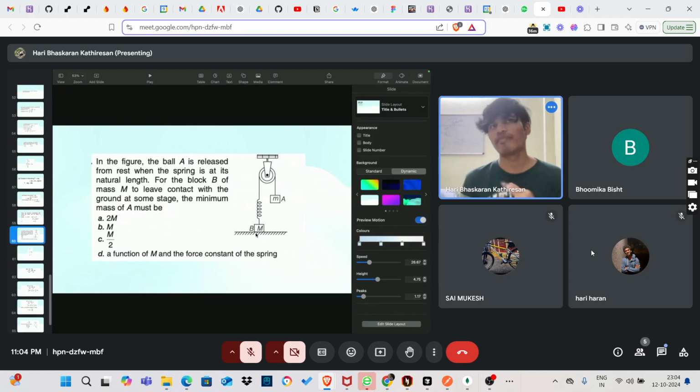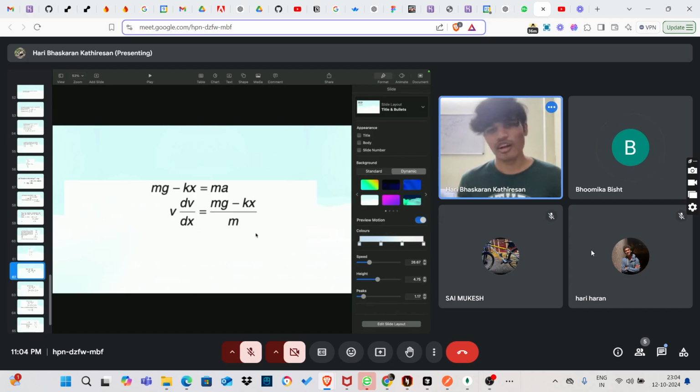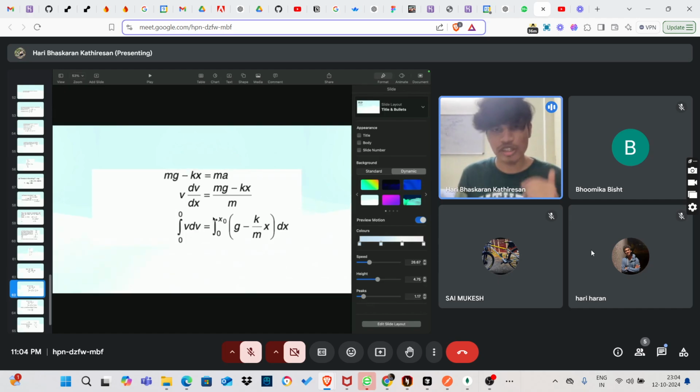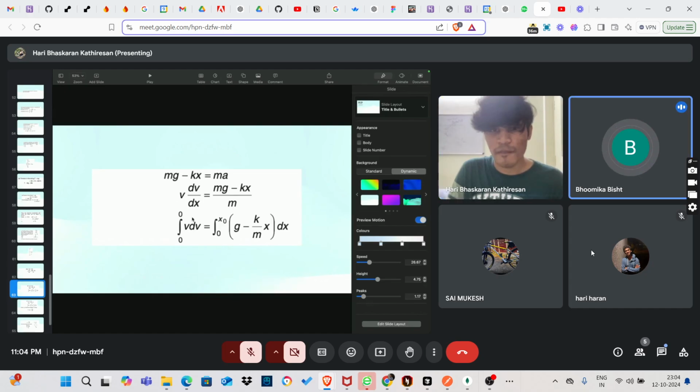You know all this stuff. You have the velocity as a function of x. So to find v, you just integrate it, right? You can take dx this side and dv this side. So if you integrate it, what is the integration of v dv? v dv is v square by 2, right?